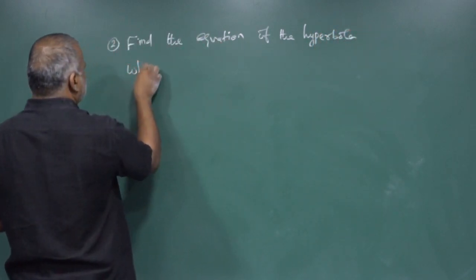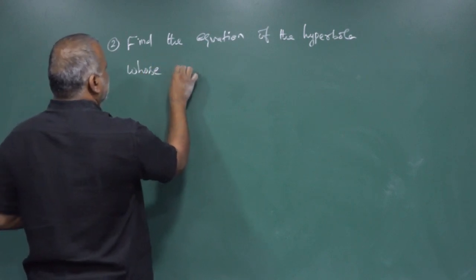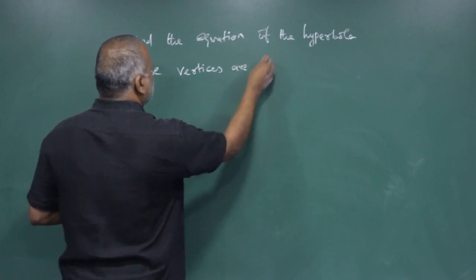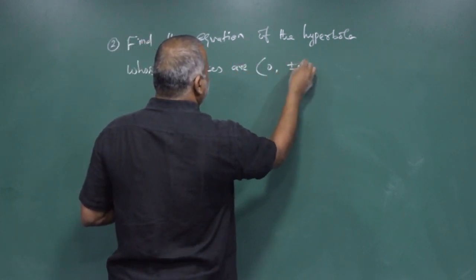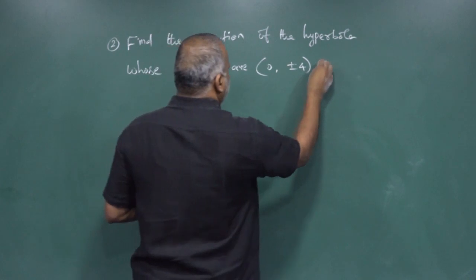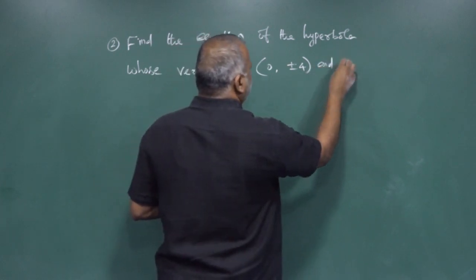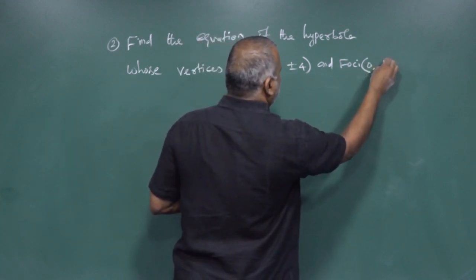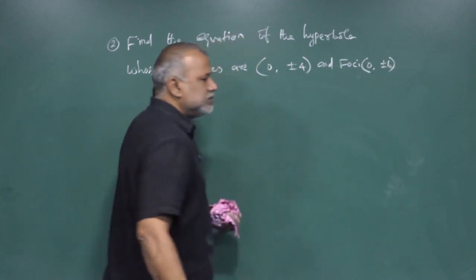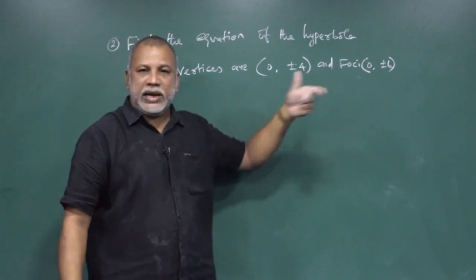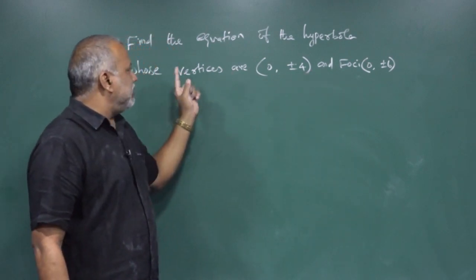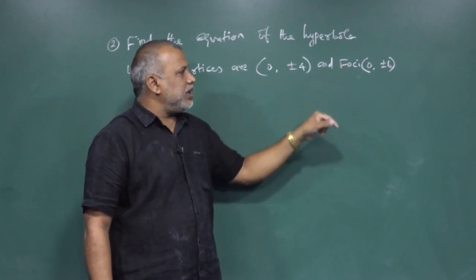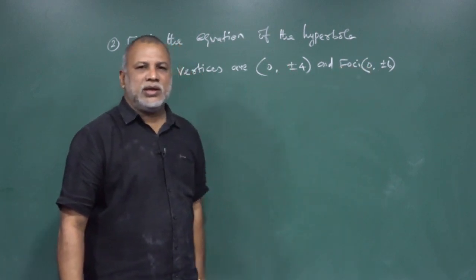whose vertices are 0, plus or minus 4 and foci are 0, plus or minus 6. See, we are giving 2 data. What are the given data? Vertices are given, 0, plus or minus 4. Foci are given, 0, plus or minus 6.